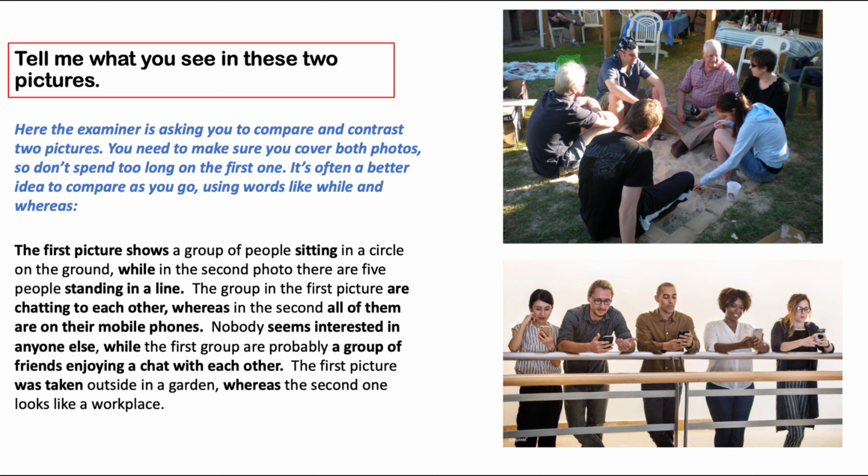The first picture shows a group of people sitting in a circle on the ground, while in the second photo there are 5 people standing in a line. The group in the first picture are chatting to each other, whereas in the second one, all of them are on their mobile phones. Nobody seems interested in anyone else, while the first group are probably a group of friends enjoying a chat with each other.